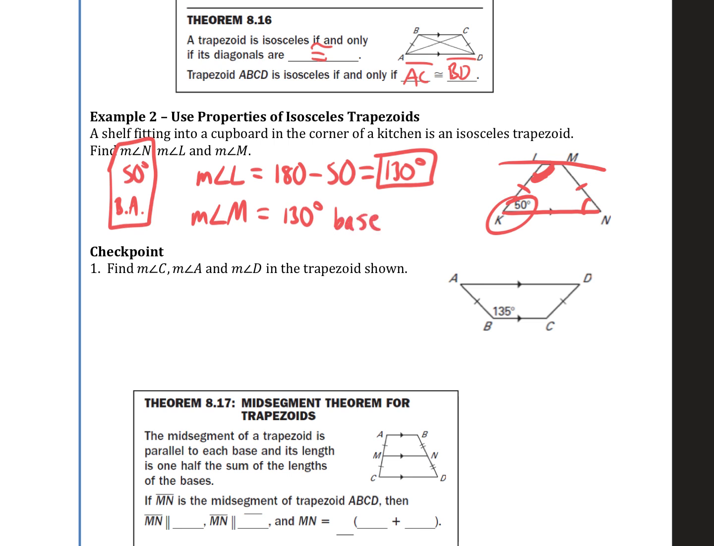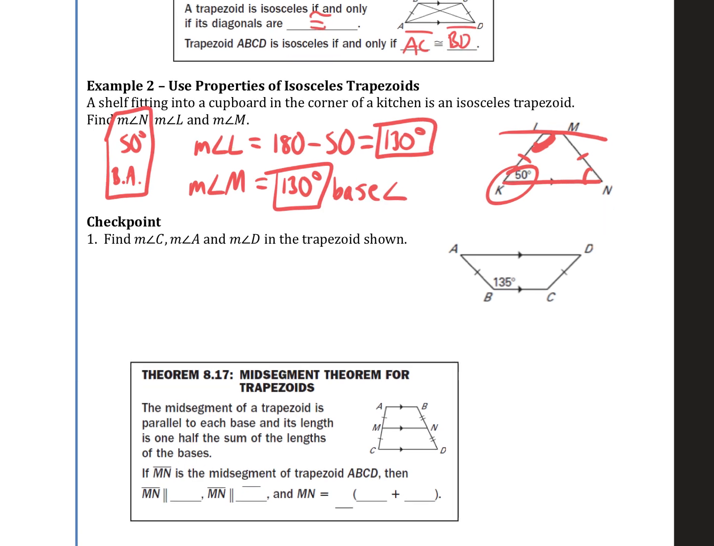Oops. It's a base angle. It's 130 degrees. All right, sounds good. So once you find which angle matches with the base angle, then you can do the 180 degrees with consecutive interior angles and go from there. Why don't you guys try the checkpoint, see how you do.